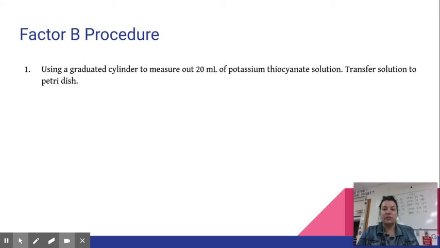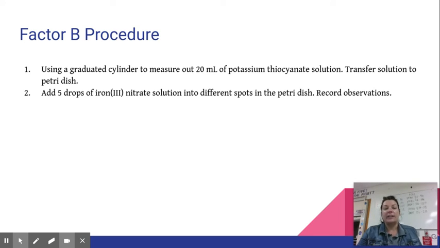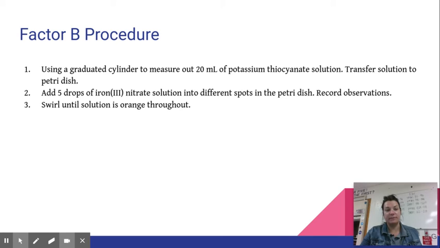Okay, so the procedure is going to look a little bit like this. We're going to add, it says potassium thiocyanate, but we know potassium is a spectator, so ultimately I'm just adding that thiocyanate. We're going to transfer it into a Petri dish. This is actually a really cool reaction. We're going to add 5 drops of iron 3. It says nitrate, but again, nitrate's a spectator, so it doesn't really matter. All I really care about is the iron. I'm going to add it into different spots on the Petri dish, and we're going to record observations.